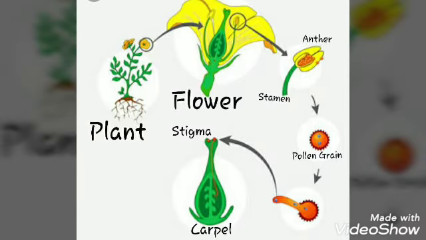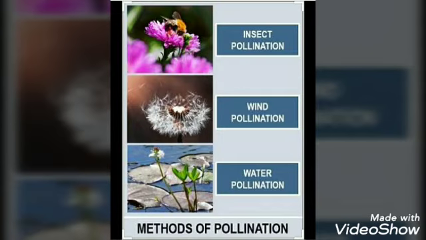For the male gamete to be able to combine with the female gamete, it is necessary that first the pollen grains from the anther of the stamen should be carried to the stigma of the carpel. The transfer of pollen grains from the anther of a stamen to the stigma of a carpel is called pollination. Let us see how pollination is done.